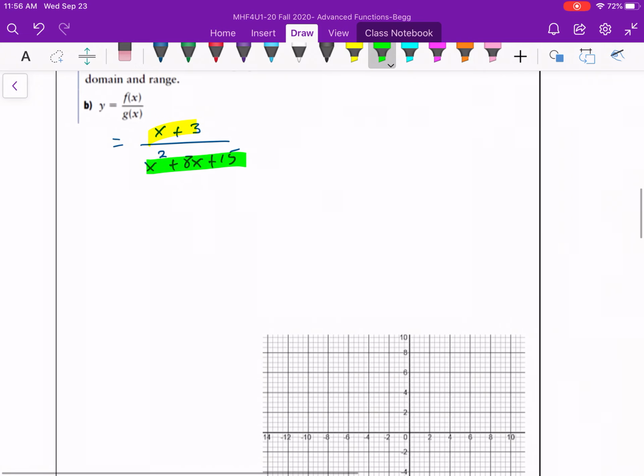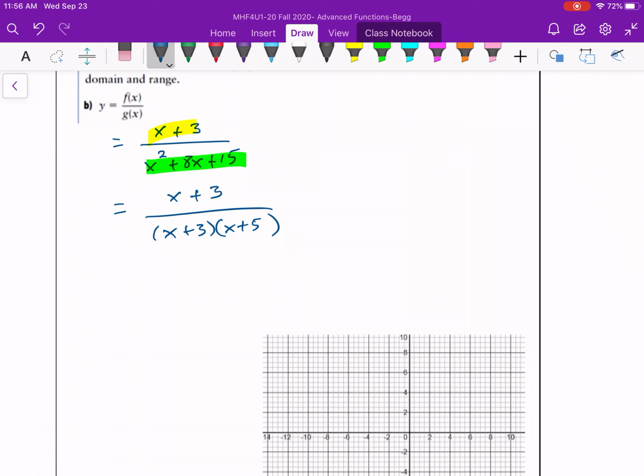We're going to use Desmos, but before I even do that, I'd recommend factoring the bottom. So we're going to get (x + 3) and (x + 5). That's what multiplies to give 15 and adds to give 8. So then we can see that x cannot equal -3 or -5, because that's going to give us denominators that are, well, that's 0. We can't divide by 0.